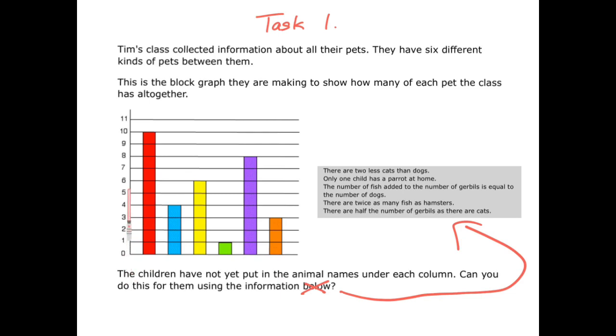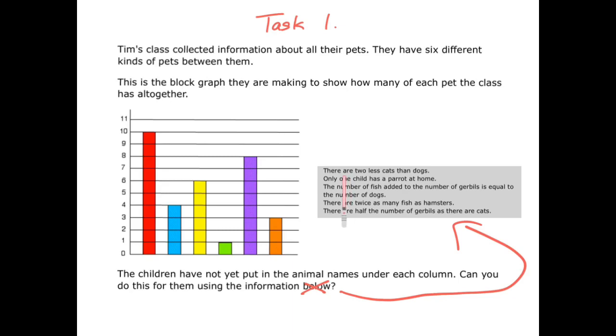We've got a scale going up in ones here, and because obviously you can't have half a pet, each of our blocks ends clearly on a line, and we can read across to how many pets there are. So the children have not yet put in the animal names under each column. Can you do this for them using the information?